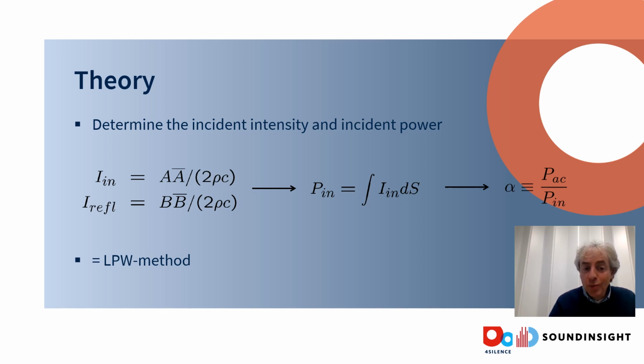This is called the local plane wave method. Local meaning that this amplitude can change from point to point. So we're not restricted to any global sound field. We do not need to know the global sound field. We just can approximate the sound field locally by these two plane propagating waves.